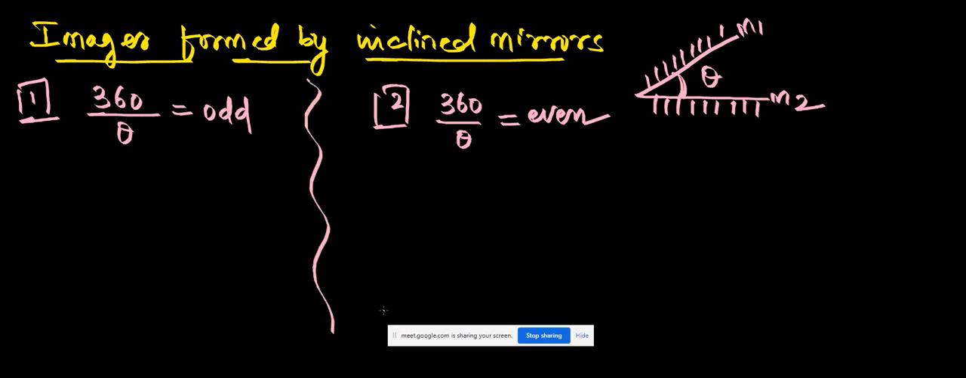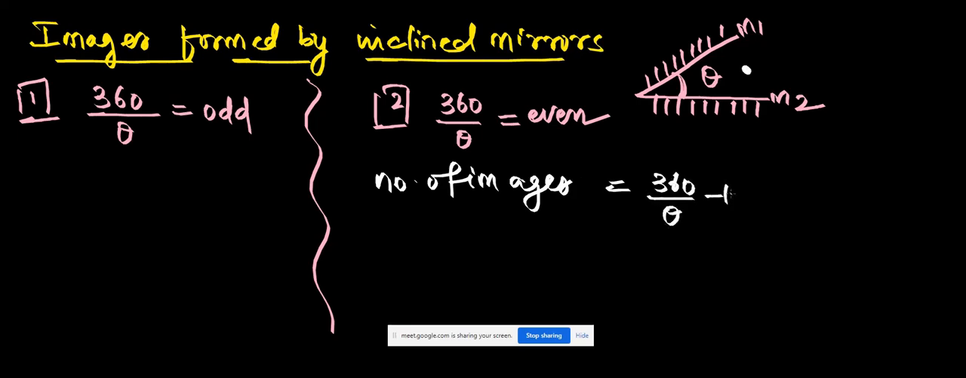So if it is even and you keep any object here, how many images will be formed? Number of images is equal to 360 by theta minus 1. That means if theta is 60 degrees, an even case, how many images will be formed? 360 by 60 minus 1, that is 5. So if 360 by theta is an even number, then you take 360 by theta minus 1. That will be the number of images.